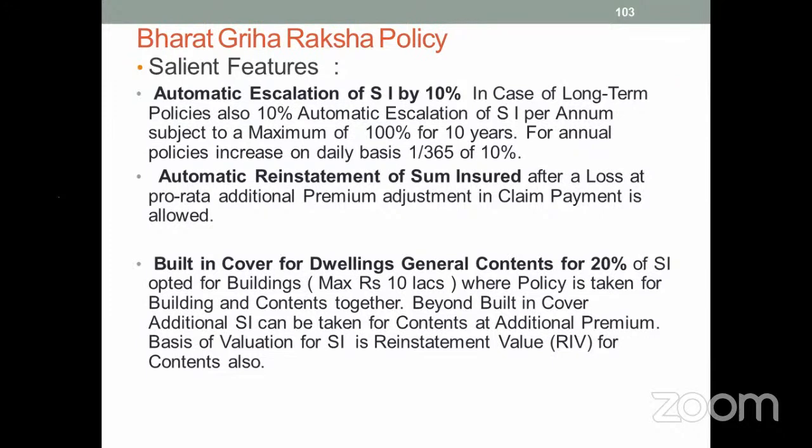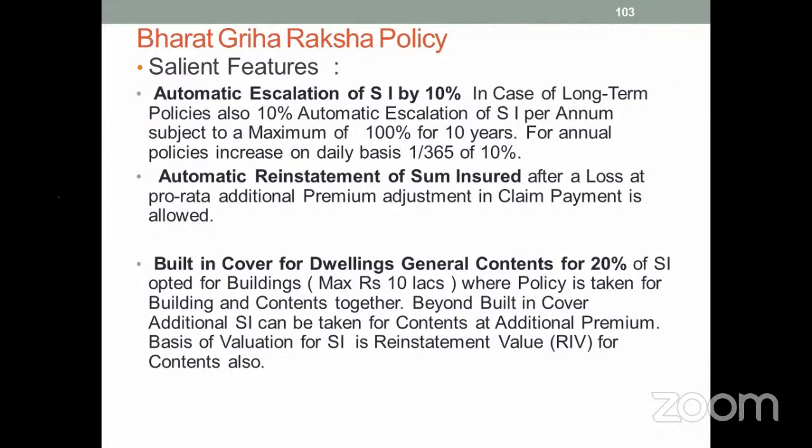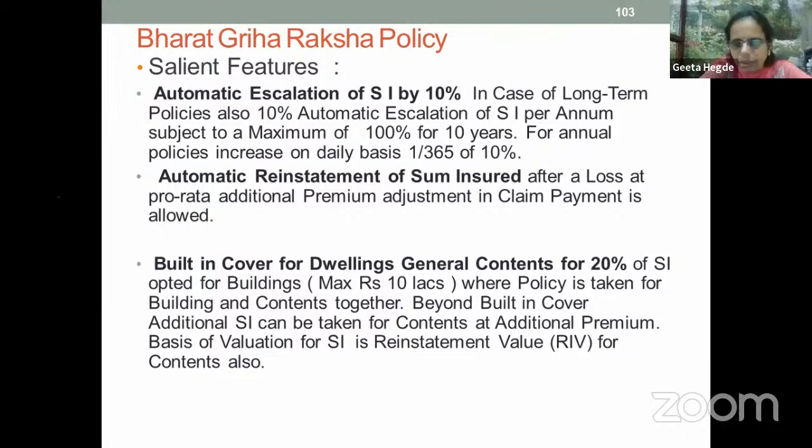So ma'am, the building will be covered for 40 lakh and contents for 10 lakh? No. Building covered for 60 lakhs and contents 20% of 60 lakhs, but maximum 10 lakhs is covered free without any extra premium as an inbuilt cover. So that does not reduce your building sum insured. You mean to say whether the building sum insured gets reduced? No, you take first carpet area into your construction cost, you arrive at your sum insured, right?